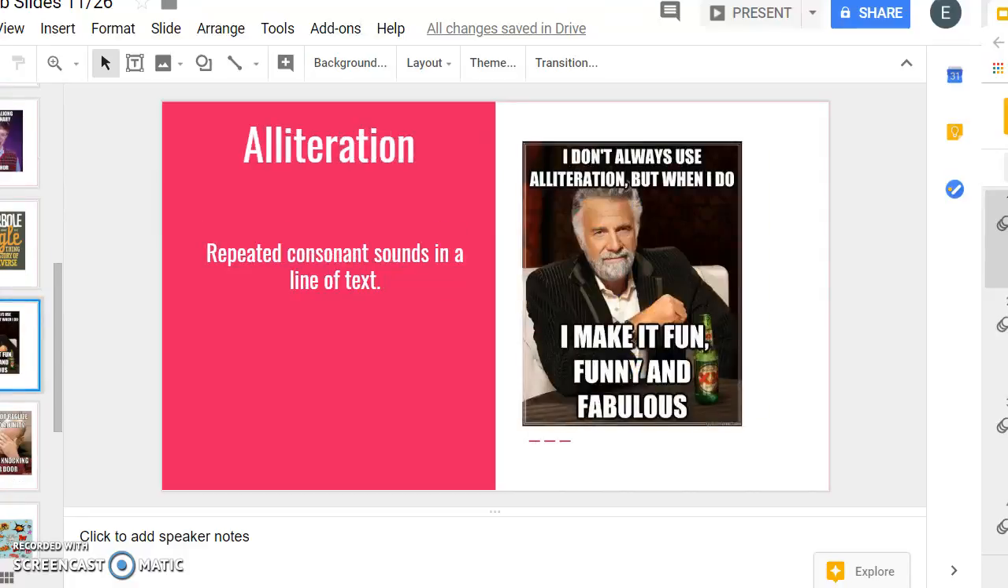All right, moving on to alliteration. An alliteration is repeated consonant sounds in the line of a text. So consonant sounds are different than vowels. Vowels are A, E, I, O, U. Consonant sounds are all the other letters, S, L, B, C. So if you look at this example, I don't always use alliteration, but when I do, I make it fun, funny, and fabulous. So that repeated F sound in this line creates an alliteration.